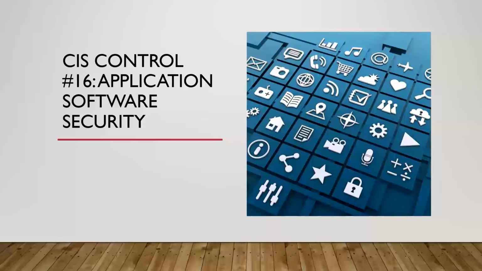CIS Control 16 is application software security. We interact with applications in our day-to-day tasks, from apps on your mobile device to work applications. Enterprises also use applications to manage sensitive data and manage access control to systems and other resources. If attackers can compromise these applications, it can often allow them to remain undetected in their attacks and bypass security controls and sensors you might have in place.